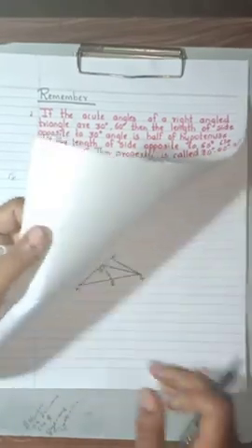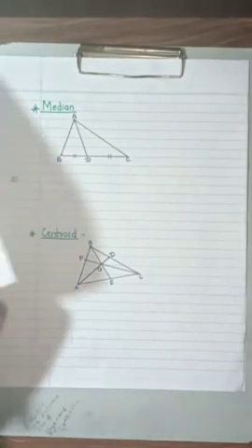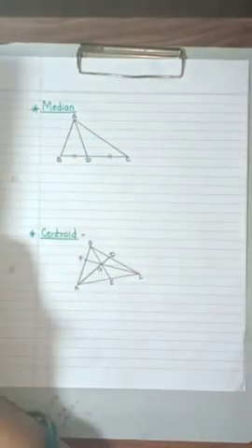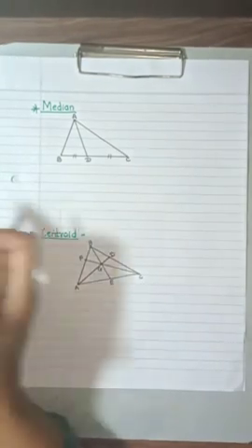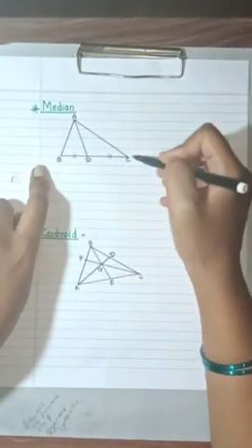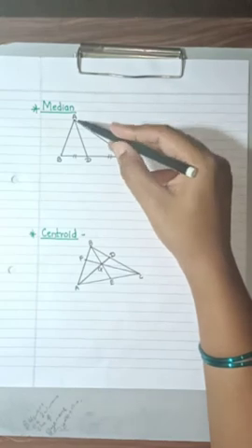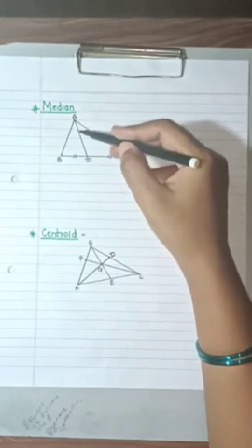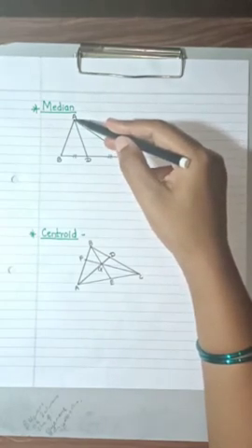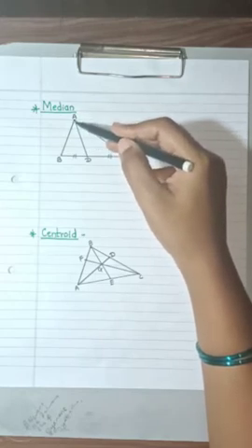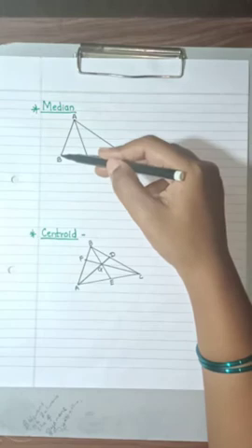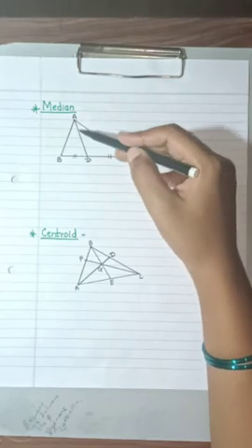Okay. Now let us move on towards the next point, that is median. So what is median? You can see a diagram over here, that is triangle ABC. You can see from angle A, a segment joining a vertex and the midpoint of the side opposite.